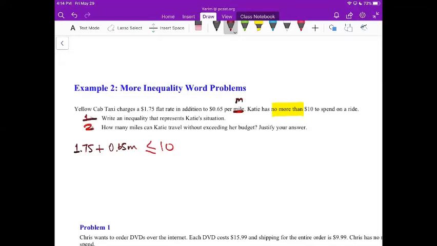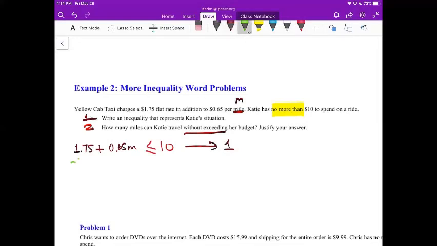Let's look at number 2. Now, how many miles can Katie travel without exceeding, this is important, without exceeding her budget, which is without exceeding $10? Justify your answer. So let's do that. Again, this is number 1. We'll do number 2 right now. That means we're going to isolate the M.